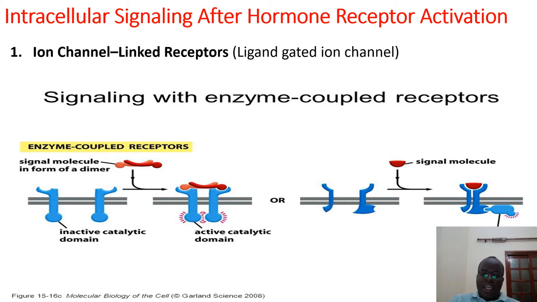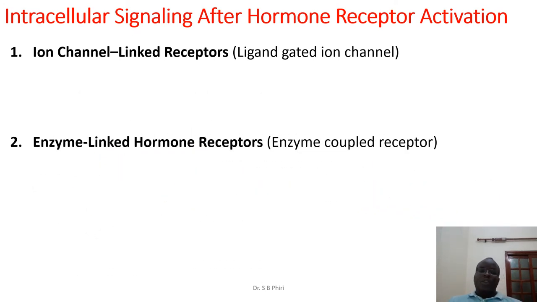So you have enzyme-linked receptors. Once a hormone comes and binds, there's activation of the enzyme part of the receptor, then it will catalyze a reaction. But once there is hydrolysis or breakdown of the hormone, it goes back into the resting state. Once a signal molecule comes and binds here, the enzyme is activated. So you have an activated associated enzyme that is linked with a receptor. Okay, so that was an example of enzyme-linked hormone receptors.